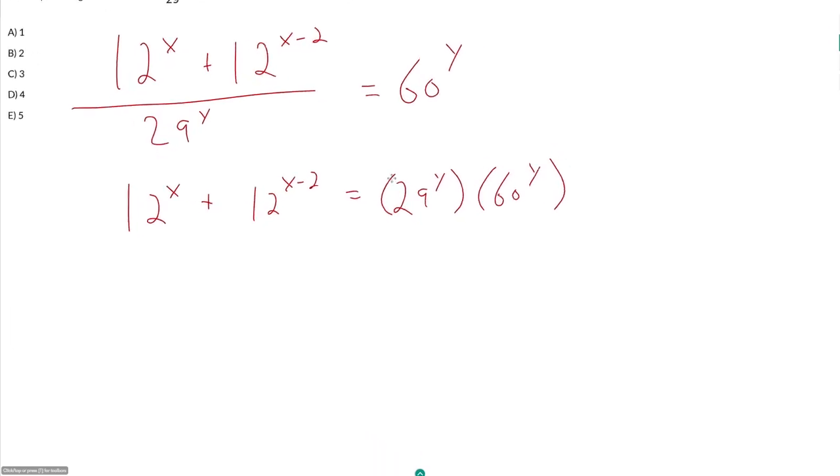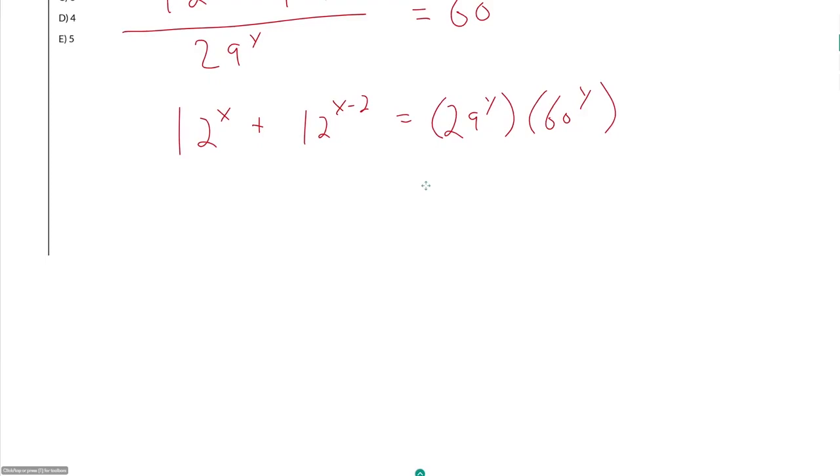My two sides still don't really look that close to each other. I don't have many bases in common on my left and right side. I do have two 12s over here. So now if I'm thinking what to do next, if you go back and remember our exponent rules, which you absolutely should, here I am multiplying, on my right side, exponents with the same power but different bases. And we said that I can take this and write 29 raised to the y times 60 raised to the y as 29 times 60, all raised to the y.